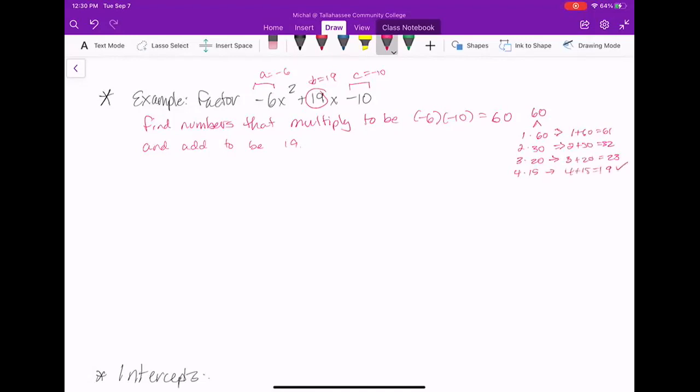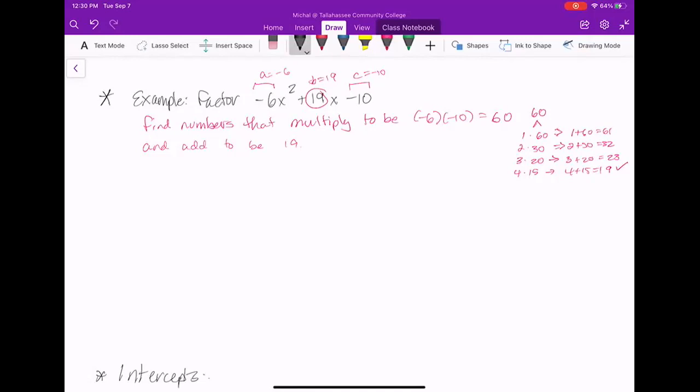So that's okay. Although keep in mind that if I had wanted them to add to negative 19, I would have had to use negative 4 and negative 15, which would have still multiplied to be positive 60. That's not the case in this problem. It's just that you should be careful of your signs because they do matter.